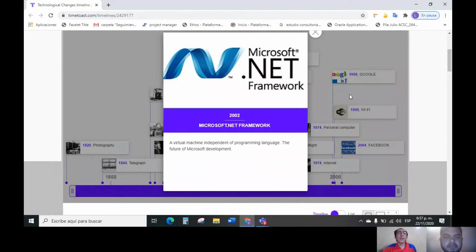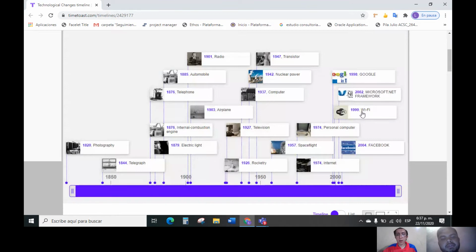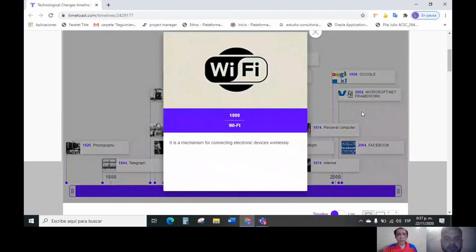In 1998, Wi-Fi was invented. It is a mechanism for connecting electronic devices wirelessly.